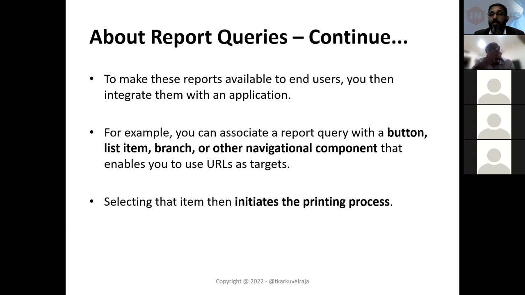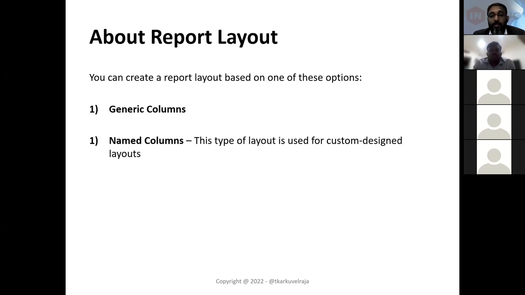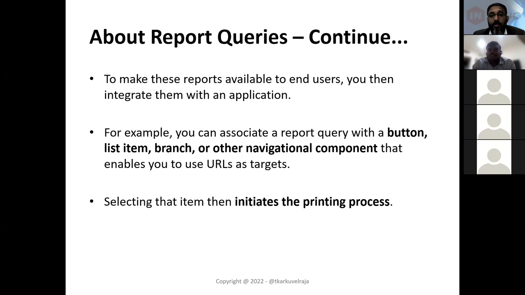And then, for example, you can associate a report query with a button, list items, branches, or other navigation components that enable you to use a URL as a target. Selecting that item then initiates the printing process. Okay, fine. So this is what report query is.